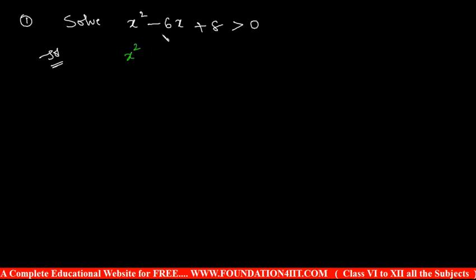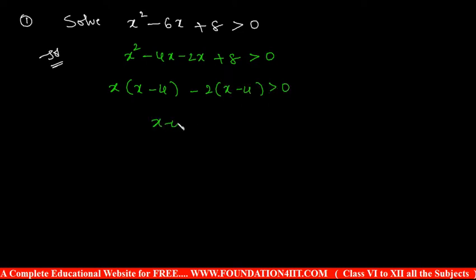So the solution is x square minus 4x minus 2x plus 8 is greater than 0. You already know how to split the middle term in factorization. We discussed that. Minus 6x is minus 4x minus 2x. Take x common from the first two terms, x minus 4, and minus 2 common from the next two terms, x minus 4, is greater than 0. So x minus 4 into x minus 2 is greater than 0.